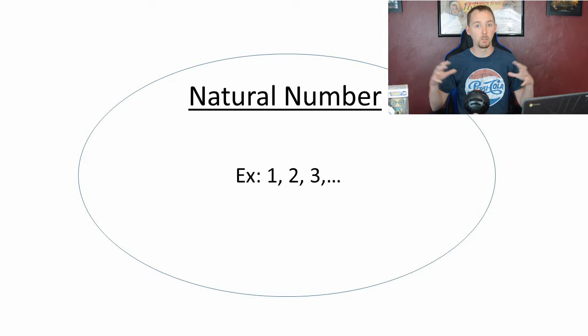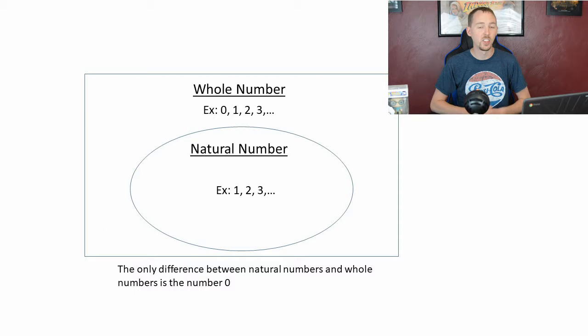Now, if we take that a step further out, we come into the category called whole numbers. The only difference between whole numbers and natural numbers is the number 0. So what that means is that all natural numbers are also whole numbers, but not all whole numbers are natural numbers because of the number 0. 0 is a whole number, but it is not a natural number.